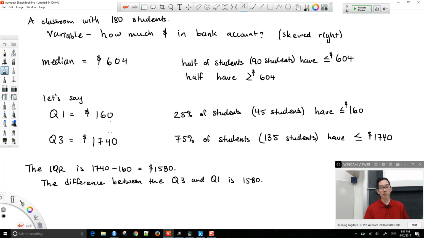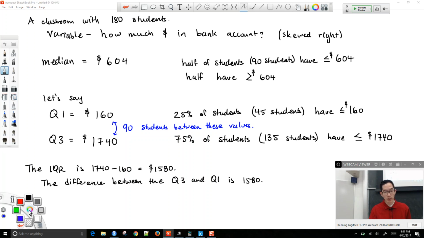So how many students have between this amount? Well, we have 135 that have less than 1740, and I've got 45 that have less than 160. So that means we have 90 students between. We have 90 students between these values, and so that means your middle 50%. Half of the students have amounts between these two numbers. So the IQR, you can think of this as the range of the middle 50%.